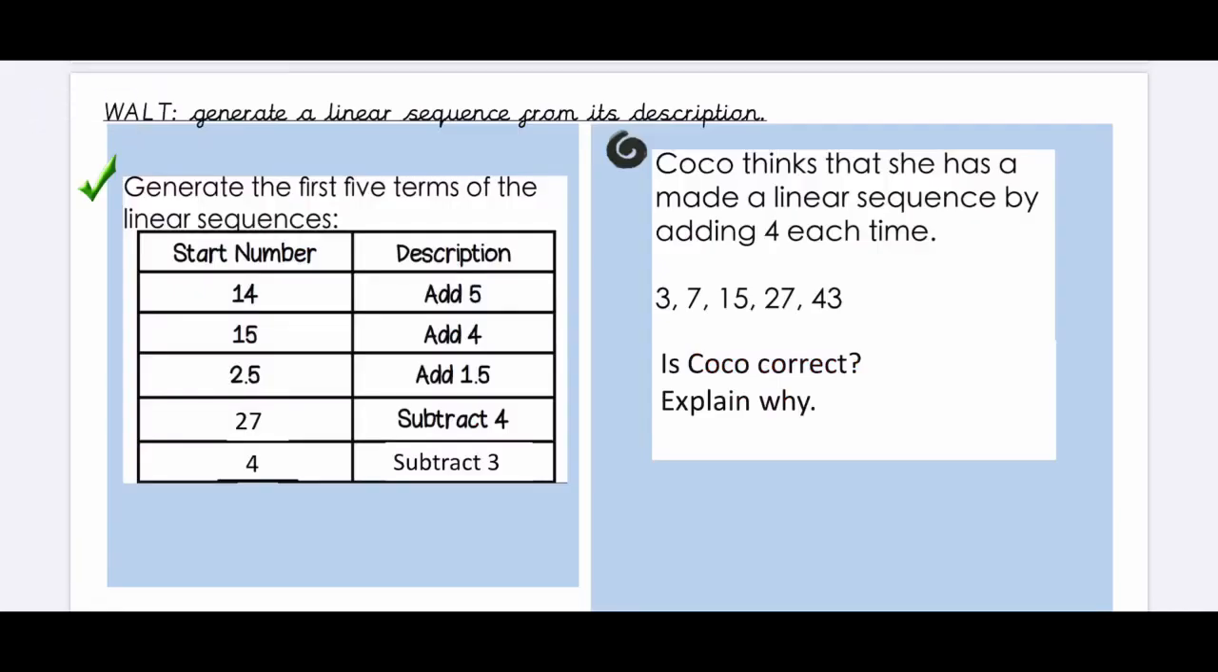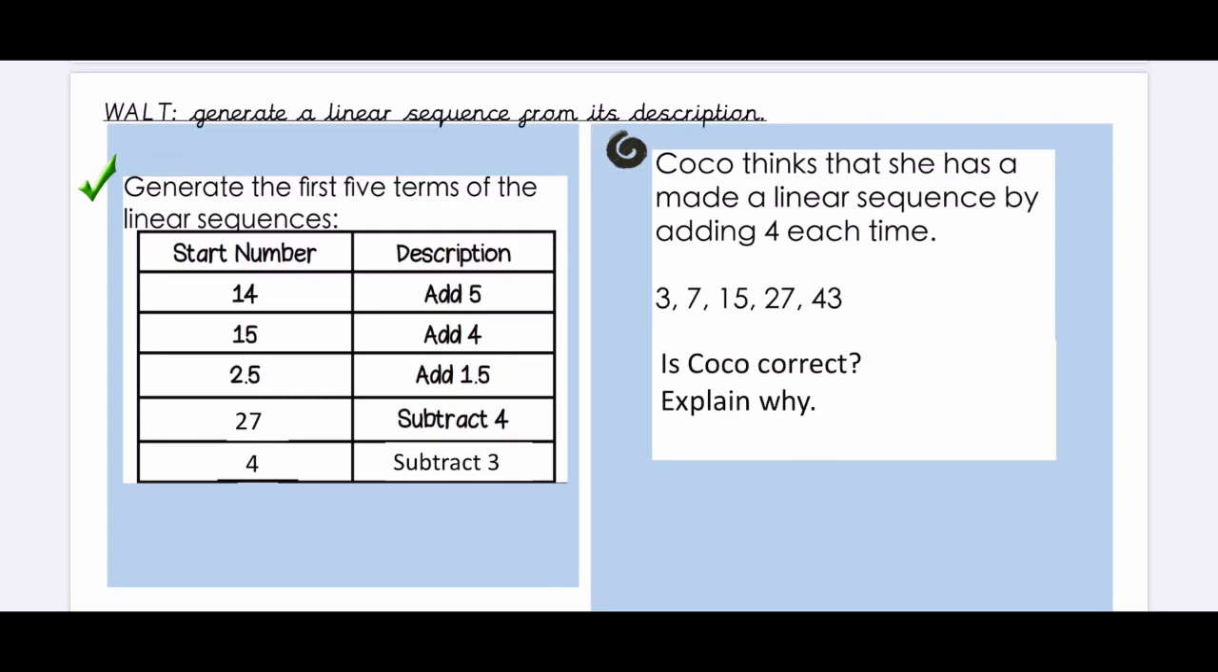Okay, so your Do It Today has 5 questions. So there are 5 start numbers. For each of those start numbers, you then need to follow the description on the right-hand side. So that is the rule that you need to follow for each sequence. And in each sequence, I'd like you to write the first 5 terms, so the first 5 numbers.